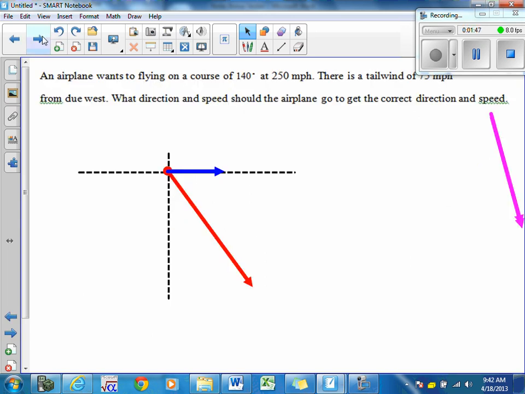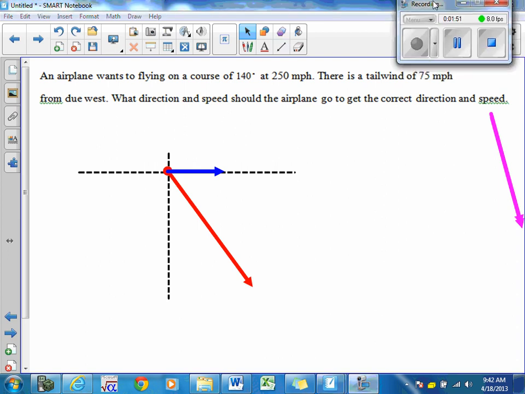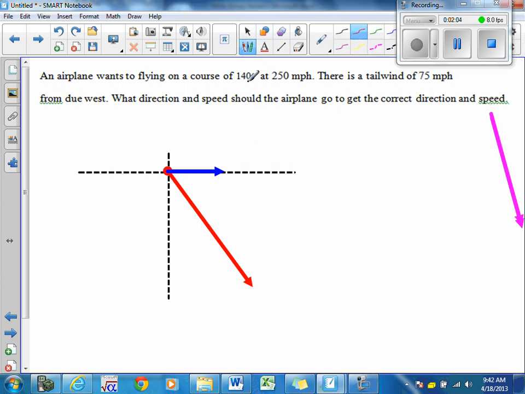So let's look at an example. An airplane wants to fly on a course of 140 degrees at 250 miles per hour. There is a tailwind of 75 miles per hour from due west. What direction and speed should the airplane go to get the correct direction and speed? Well, based on my diagram here is the 140 at 250, which is this red vector. It's 140 from due north, so we know that this angle here is 50. We have a tailwind of 75 from due west, so this right here is 75.